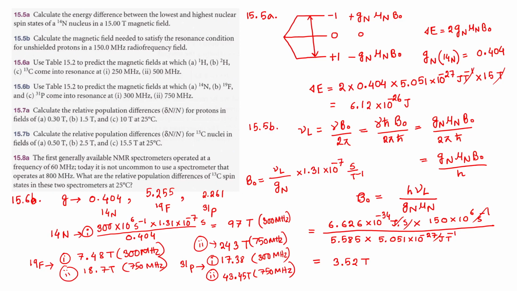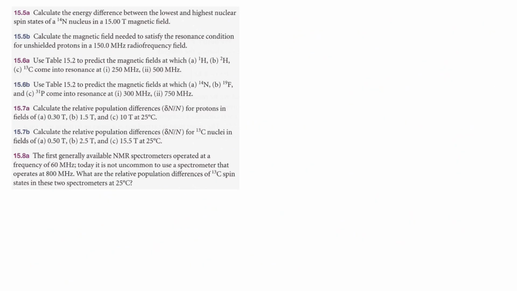Okay. Now obviously you will be able to solve the 15.6a by yourself, but 15.7a is a different kind of question. Obviously we will try to do that. 15.7a. The question says: calculate the relative population difference delta n by n for protons in different magnetic fields. So what is delta n by n?